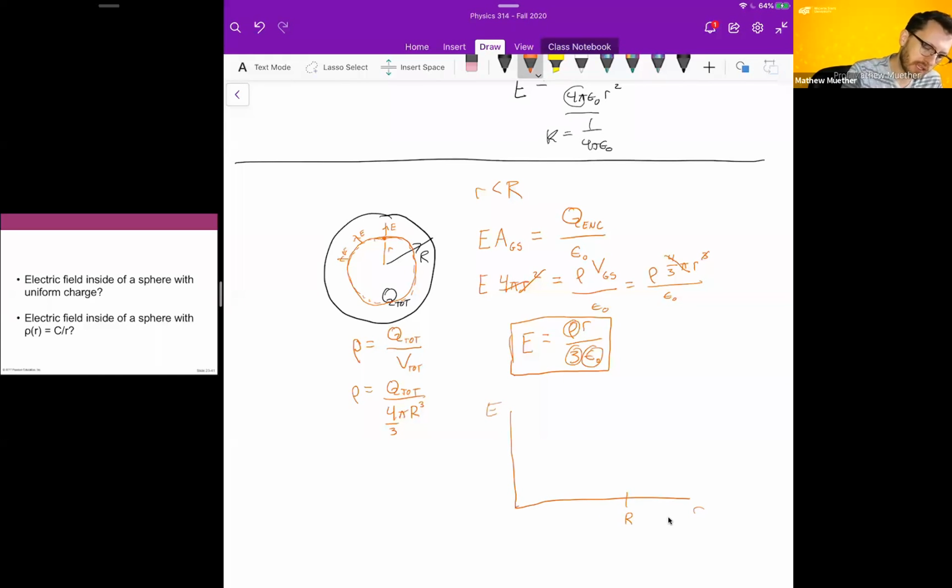Well, we just saw that this thing is growing linearly while I'm inside of the sphere. And then we saw before that when I get to the outside of the sphere, the field starts falling off like 1 over r squared. And so we can see that the electric field has to look something like this. As I move away from the center of the sphere, the electric field is growing. Then once I leave the sphere, it starts falling off like 1 over r squared.